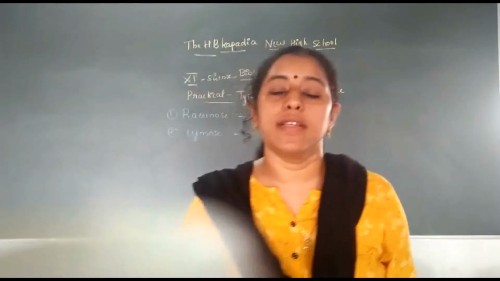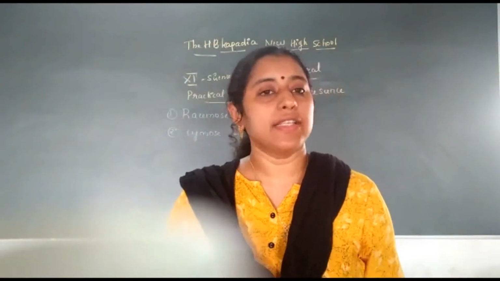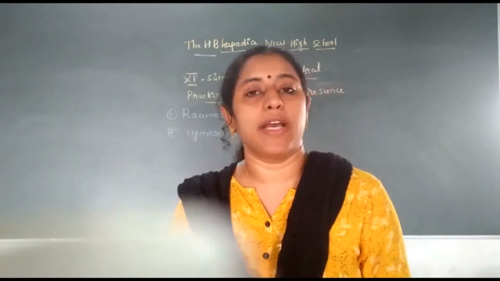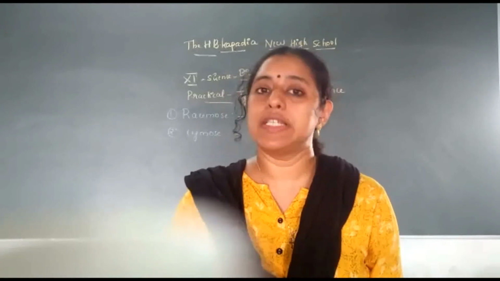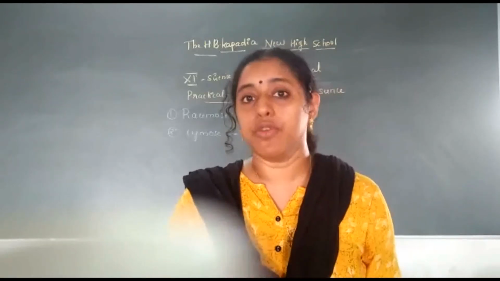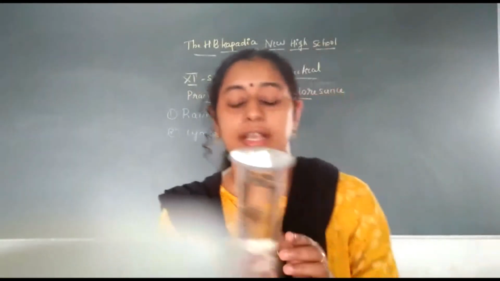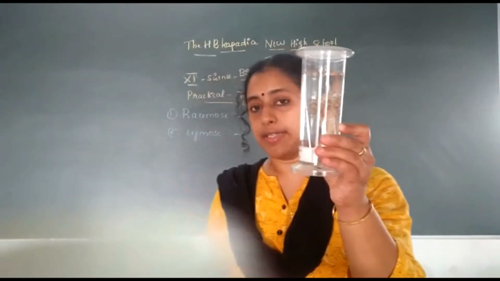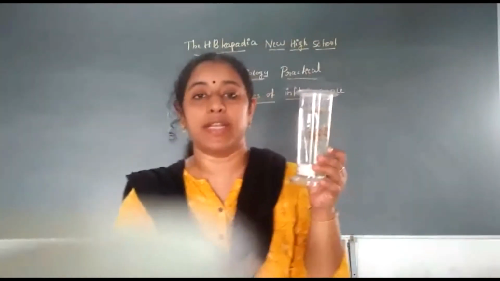So students, now I am going to explain to you the types of inflorescence. As I already told you, inflorescence is divided into racemose type and also cymose type. So we are having some examples. First I will show you examples of racemose inflorescence. The first example I have taken is umbel inflorescence. So this is the umbel inflorescence. Umbel inflorescence is the inflorescence of onion.